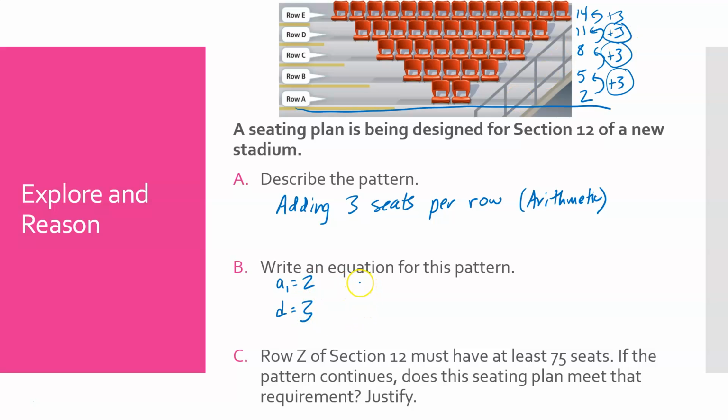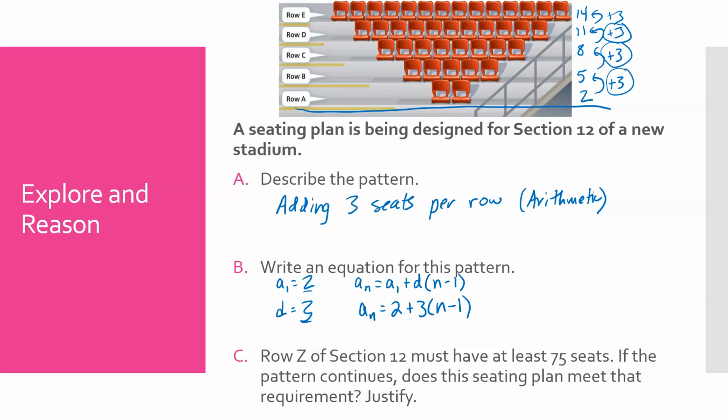Then we learned the explicit formula for an arithmetic sequence: a sub n equals a sub 1, the first term, plus d times n minus 1. Once we knew these two things, we substituted in, so the expression would be 2 plus 3 times n minus 1. Back then we talked about how we could simplify that, but we're not going to worry about that as much here. The reason we like this is because then we can figure out things for the future.